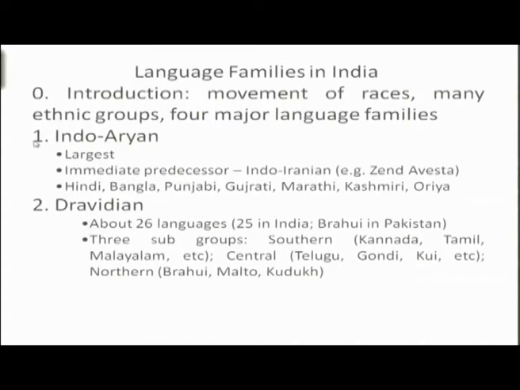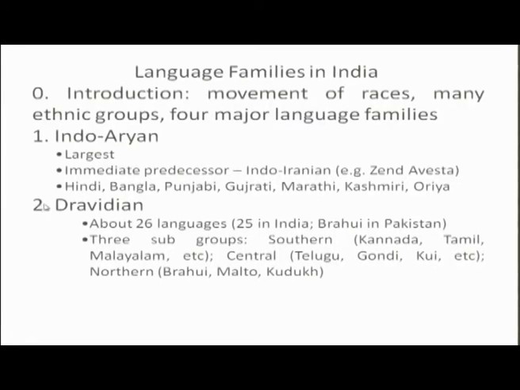So, point number 1 is Indo-Aryan. The key points under this is the largest language family in India. Its immediate predecessor is language called Indo-Iranian. This you can find, for example, in religious texts such as Zend-Avesta. Some examples, some languages which belong to this family are Hindi, Bangla, Punjabi, Gujarati, Marathi, Kashmiri, Oriya, and so on. So, this is one, and then there are sub points under this.